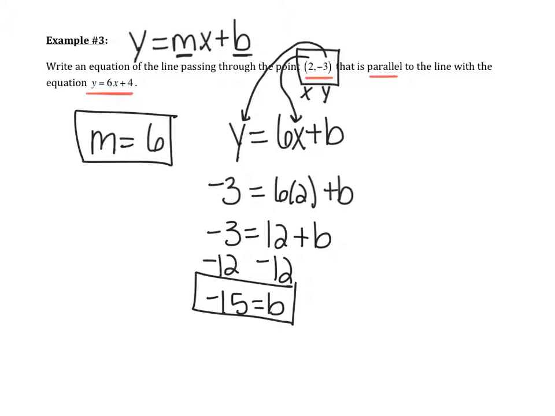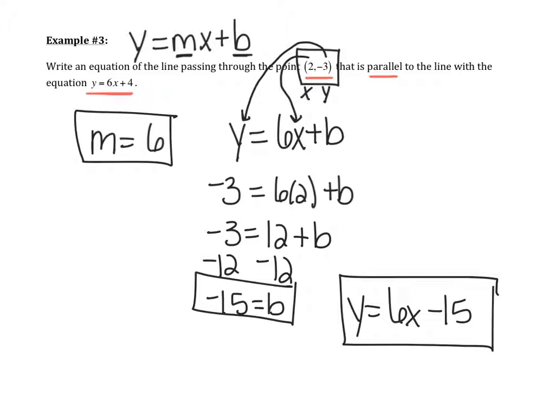So now my last step would be just to write the final equation. Y equals 6x minus 15. So here is an equation of a line that passes through the point 2, -3 that is parallel to the line y equals 6x plus 4. Again, notice that they have the same slope, but different y-intercepts, meaning that these two lines would be parallel.